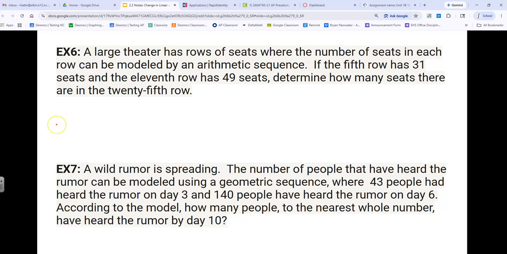All right. So we'll need to be able to identify those. Let's look at some word problems for these. So a large theater has rows of seats where the number of seats in each row can be modeled by an arithmetic sequence. If the fifth row has 31 seats, that's telling me A sub 5 equals 31. And the 11th row, A sub 11, has 49 seats. Determine how many seats there are in the 25th row.